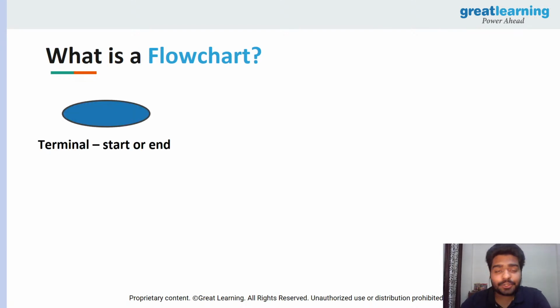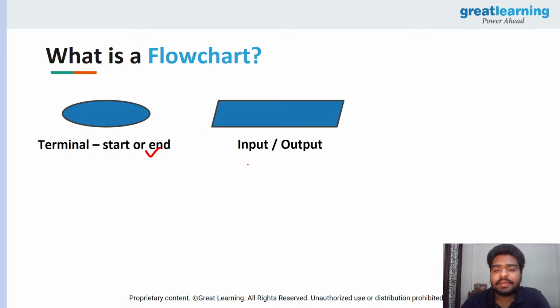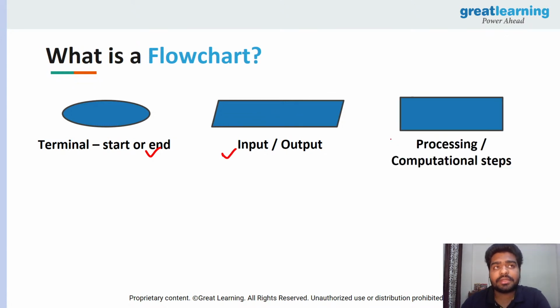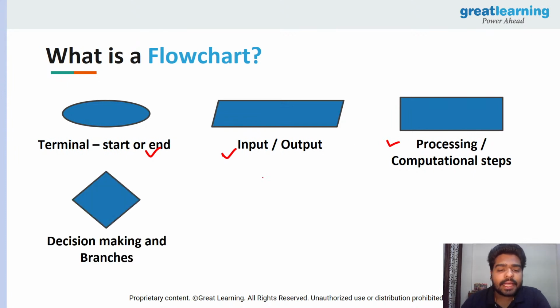Now I need to show the particular diagrams. What are the representations? You can see I use the ellipse for the terminal, start or end. Then for input or output, we have this parallelogram. For processing, that means computational steps like addition and subtraction, we use this rectangle. And for decision making, like an if condition or a loop, we use a rhombus. Then we have this circle for on-page connectors.